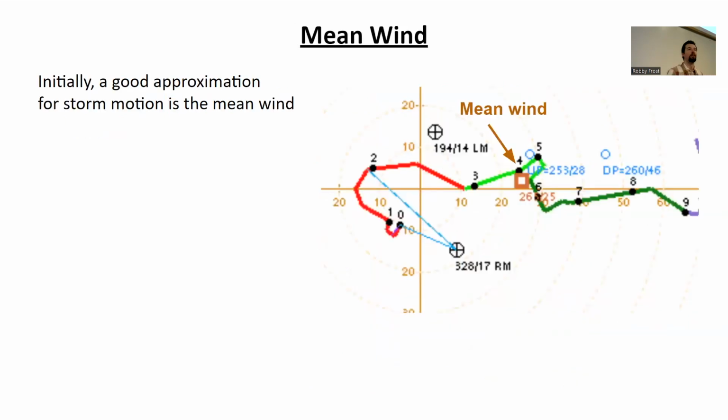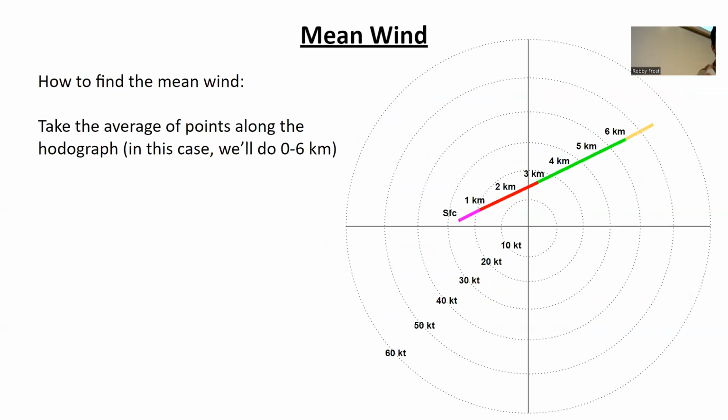So initially, a good approximation for the storm motion is going to be your mean wind. So let's figure out how to find that. All you're really going to do, it's in the name, mean, average. So don't make it difficult. We're going to take this hodograph here, and find the average of the points around that hodograph, say from the surface to 6 kilometers or so. If we find the middle point, it's going to end up somewhere around right here. So that's going to be your mean wind for that straight hodograph.